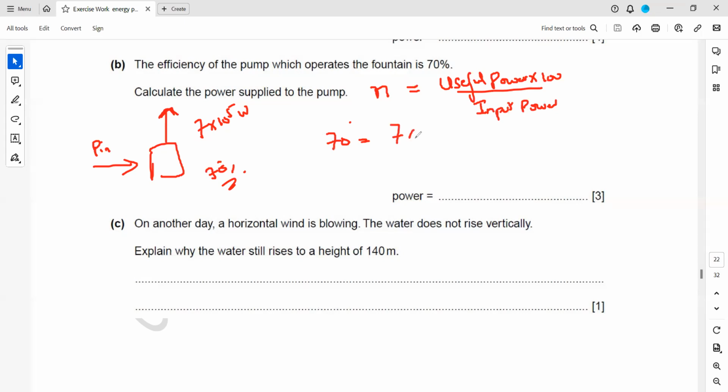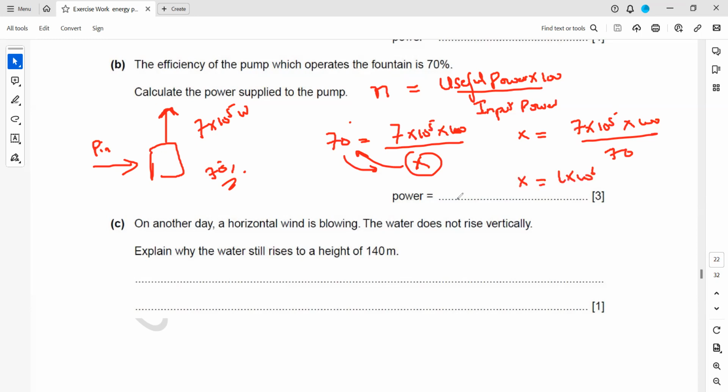So the useful power is 7 times 10 to the power 5 multiplied by 100, and the input power is unknown, that is x. If you need the input power, x will be multiplied, so this goes into the division. So x is 7 times 10 to the power 5 times 100 divided by 70. This gives us the input power. When we simplify, the value of x is 1 times 10 to the power 6. And the unit of power is what? 10 to the power 6 is called mega, so you can say 1 megawatt, or write 1 times 10 to the power 6 watts.